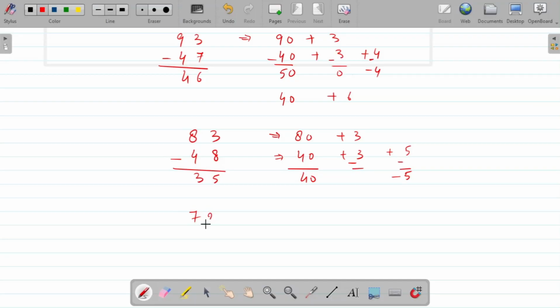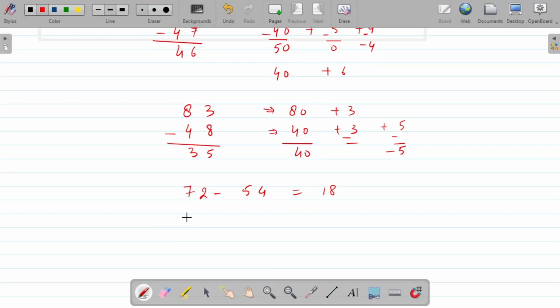That is 72 minus 54. So what you will do is 70 minus 50 is 20. You just come up with a 2. 2 more to be subtracted from 20. The answer is 18. You can have another example.